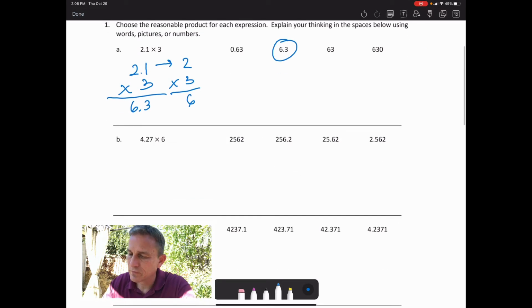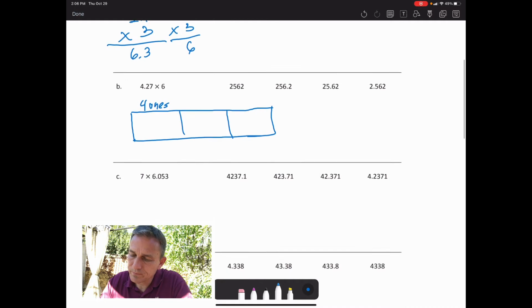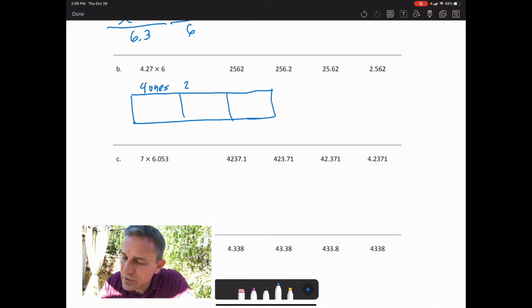All right. For B, I'm going to multiply using the area model. It has 4.27, which has 3 digits, so I'm going to make a rectangle with 3 partitions. And I have 4 ones, 2 tenths, and 7 hundredths.